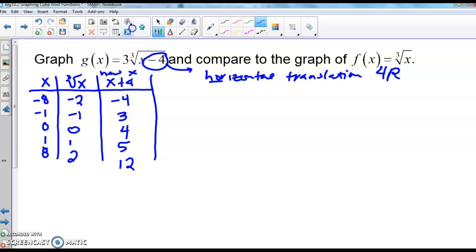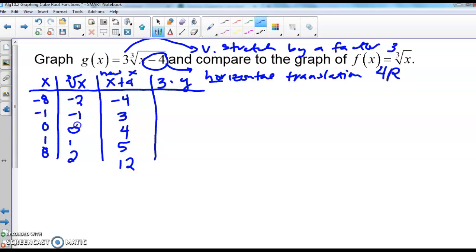Now let's do the constant multiplied to the front of the radical sign. So this will be a vertical stretch because it's bigger than 1, by a factor of 3. So in other words, we're going to multiply 3 to the original y values. So this will be multiply 3 times the original y values, which are these, right?